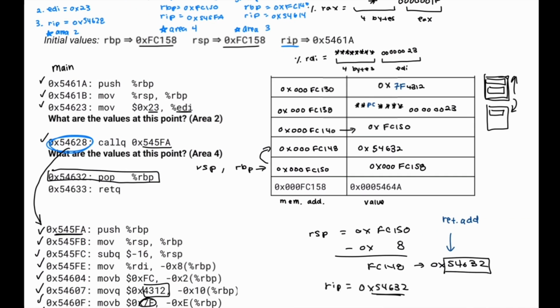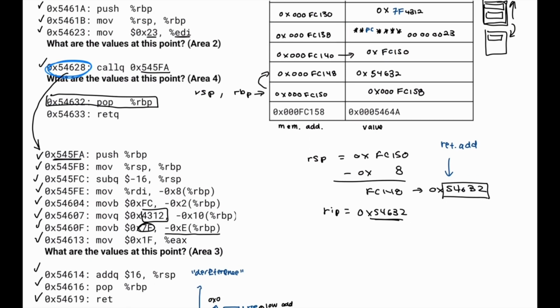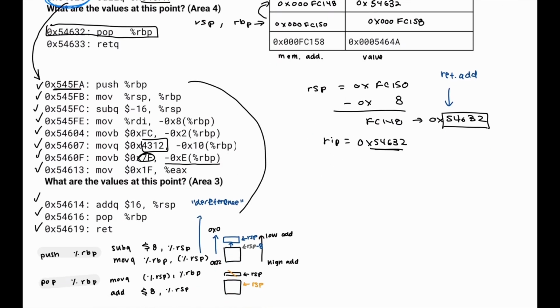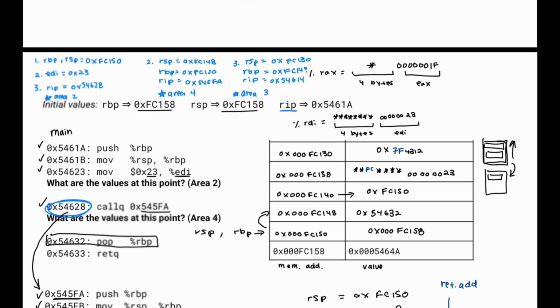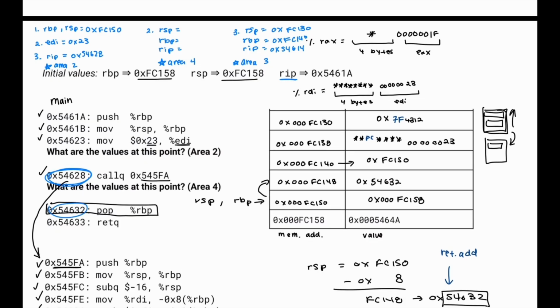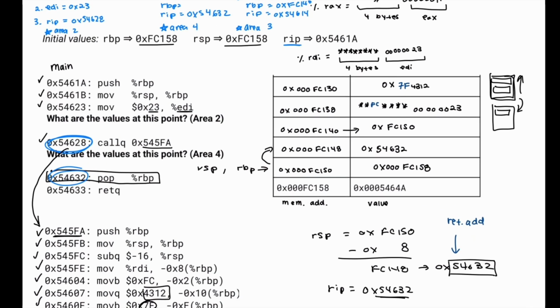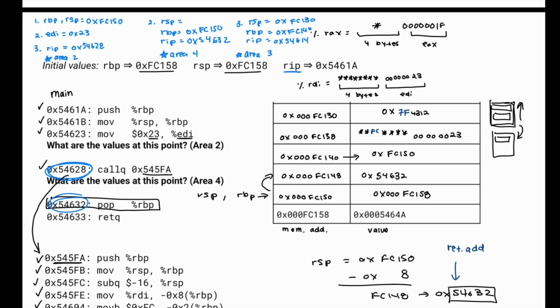From what I see, I actually think area 4 is supposed to be after you call. So after you call, I'm assuming it wants the values after we've done this function. So I'm going to update area 4 to be the updated RSP, RBP, and RIP. So we know RIP is going to be this pop, which is 0x54632. RBP is going to be at 0xFC150 as well as RSP.